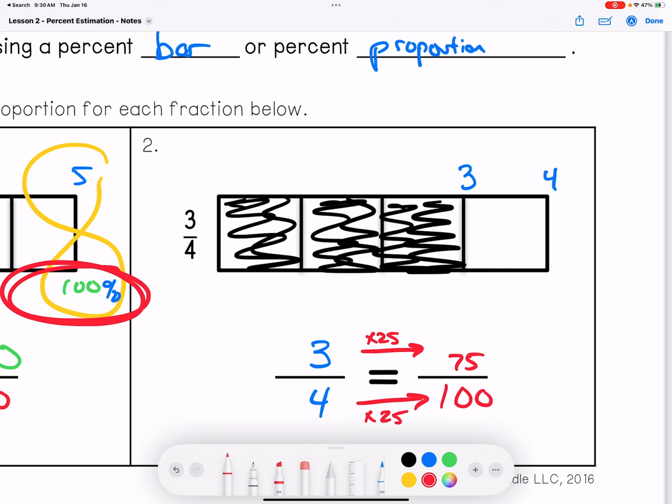How do we know the percentage? Remember, percentage is out of 100, so it's 75 out of 100, which is 75%.